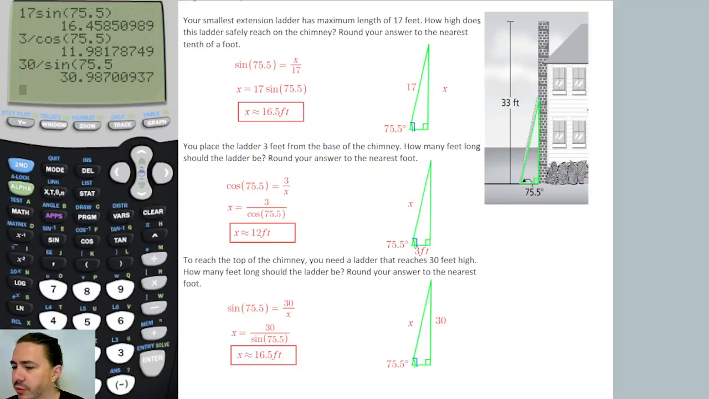Okay, so it says, what are we rounding to? The nearest foot. All right, so that looks like approximately 31 feet. All right, well, let's take a look at the next one.